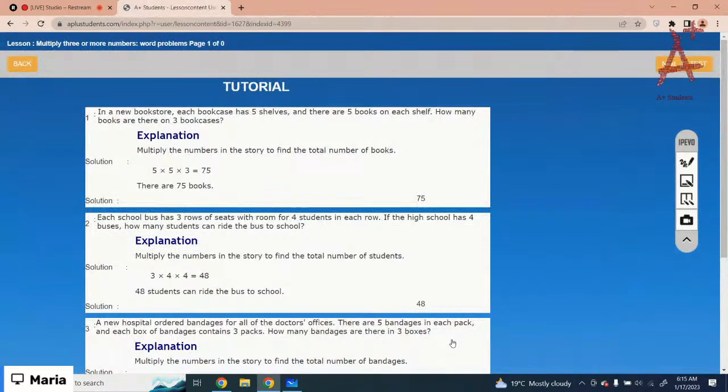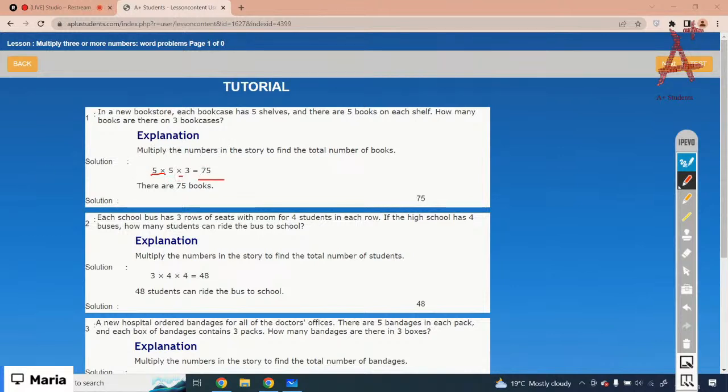Okay, in a bookstore, each bookcase has 5 shelves and there are 5 books on each shelf. How many books are there on 3 bookcases? So you have to multiply all the 3 numbers. Got it? So we know that 5 times 5 is 25 and 25 times 3 is 75. Got it?